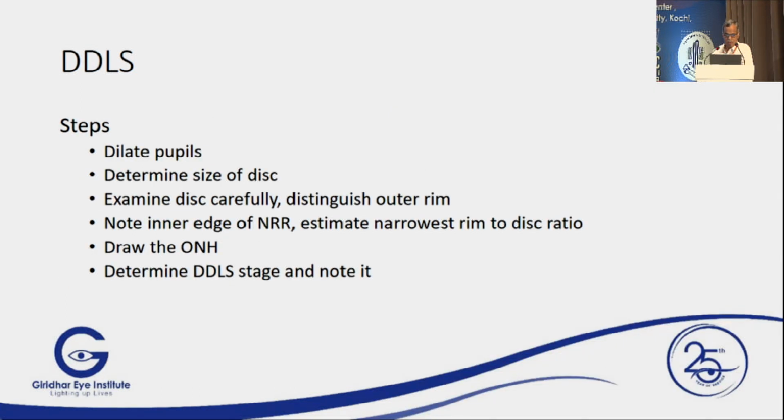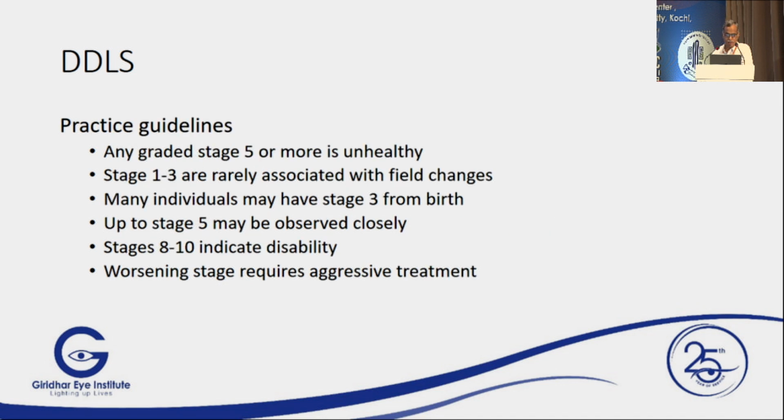The steps include: you have to dilate the pupil, determine the size of the disc, examine the disc carefully, and distinguish the outer rim of the disc. Note the inner edge of the NRR and estimate where the NRR is the smallest or thinnest. And if it has already met the disc edge, then you have to note the number of clock hours that the rim is absent. Always better to draw the ONH, determine the stage, and note it.